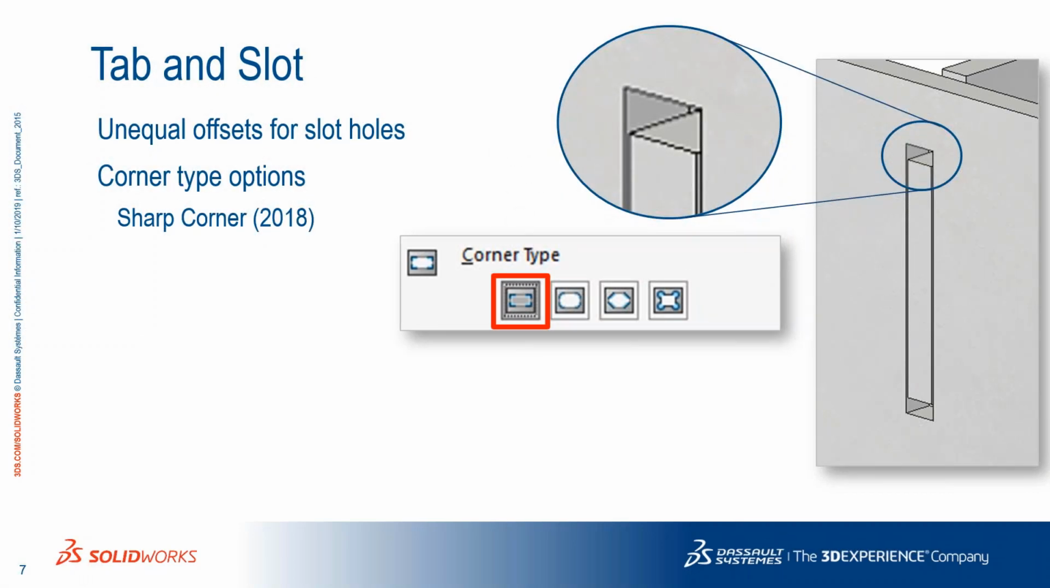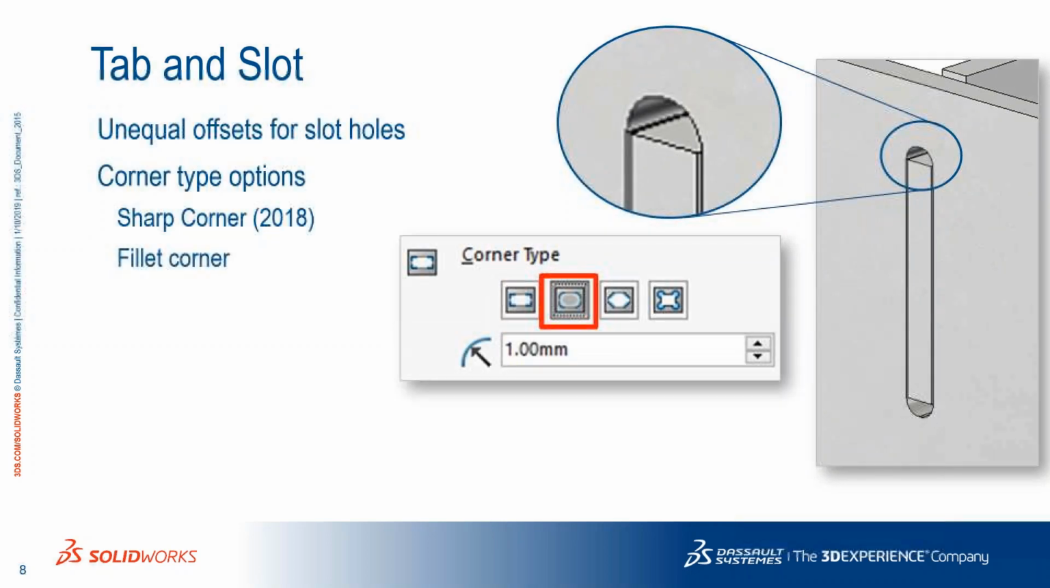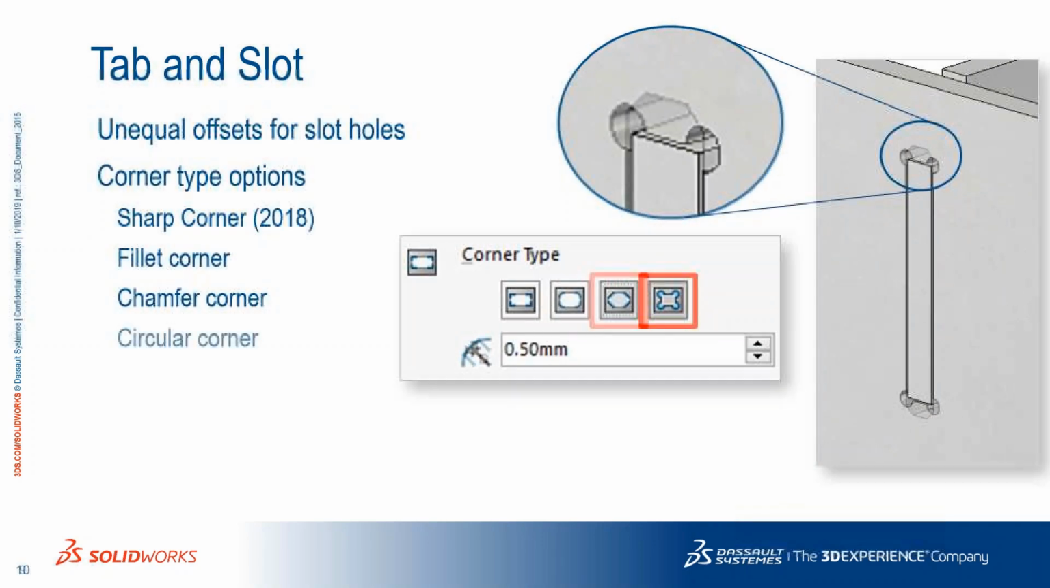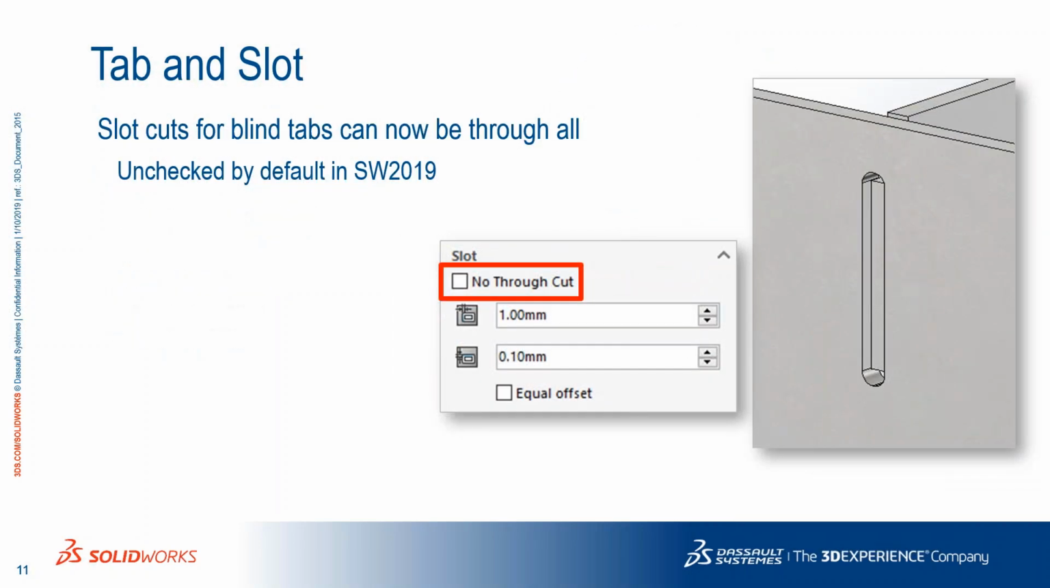And then there are new corner types, instead of just the sharp square corner that we had as of 2018, which isn't very easy or conducive to machining. They've now added a fillet corner, as well as a chamfer corner, and then you have a circular corner as well. So with all of these, you don't have to go in and essentially add more features to post-process your tab and slots within SOLIDWORKS for machining purposes. You can just select the corner type that you need to generate the type that you'll be machining.